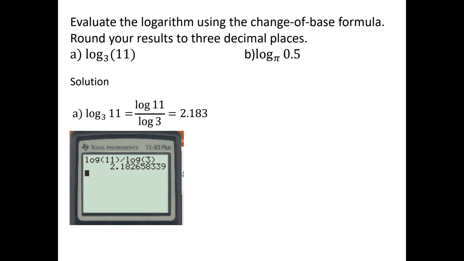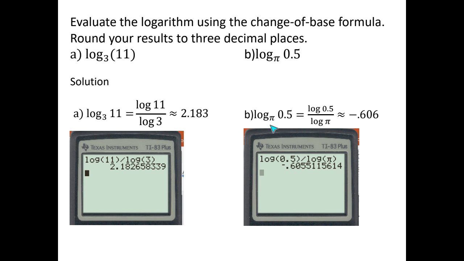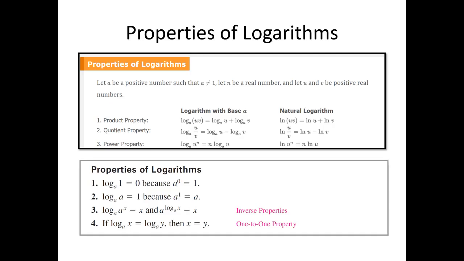Okay, and then for the next one, the base is pi, so I cannot put it like this into the calculator. I need to convert it using the change of base formula. So I'm going to have log of 0.5 divided by log of pi. If I enter it in the calculator, then I get approximately negative 0.606. Okay, so the change of base formula is going to be able to help us to solve these types of equations. Last time we looked at some of these properties, so today we're going to look at a few others.